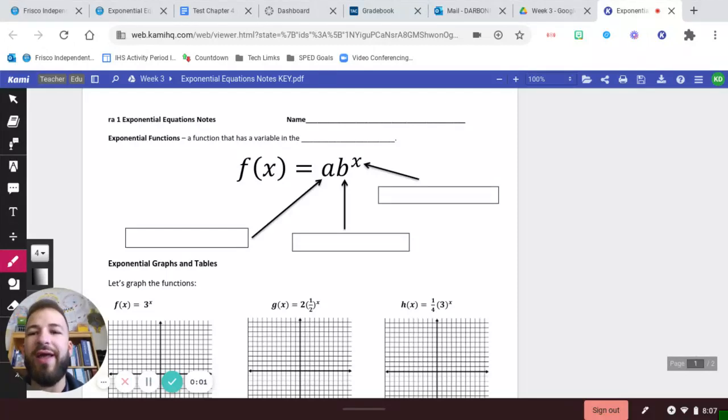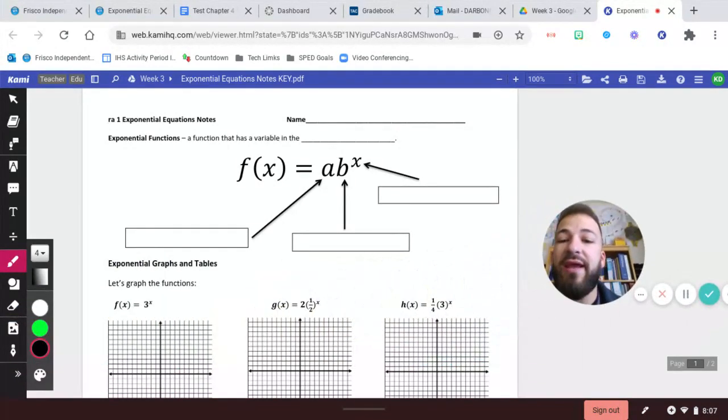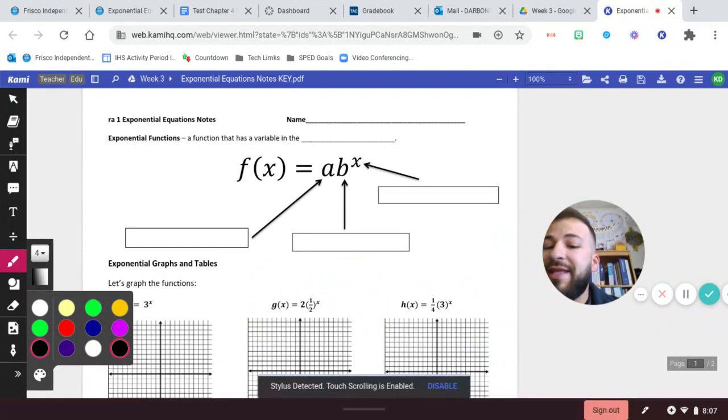Today we're going to be talking about exponential equations or exponential functions. We've kind of started talking about this a little bit with our geometric sequences, and we're going to actually see a lot of similarities between geometric sequences and exponential functions. But let's get going. So an exponential function is a function that has a variable in the exponent.